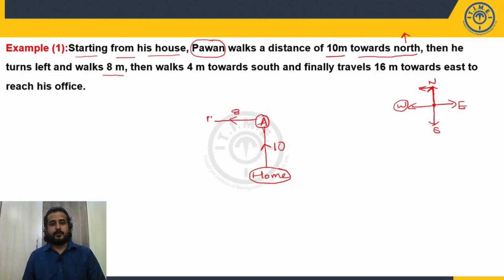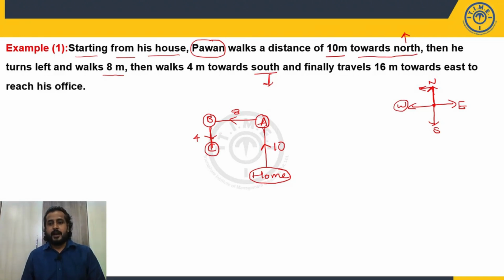So let's say it is a point B. Then he walks 4 meters towards south. Now south is nothing but downwards. Now he is at point B, and from here he is traveling downwards. How many meters? 4 meters. Now the earlier distance was 10 meters, so we should maintain scaling. So 4 meters means this line should be shorter than the earlier line. Let's say it's the point C.